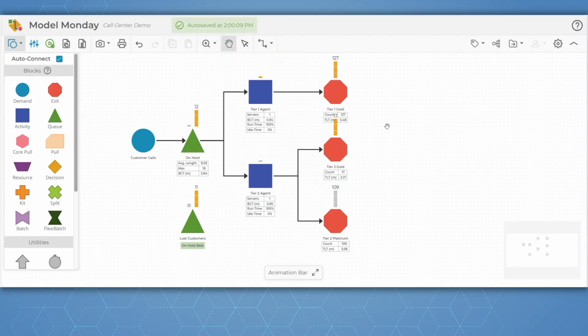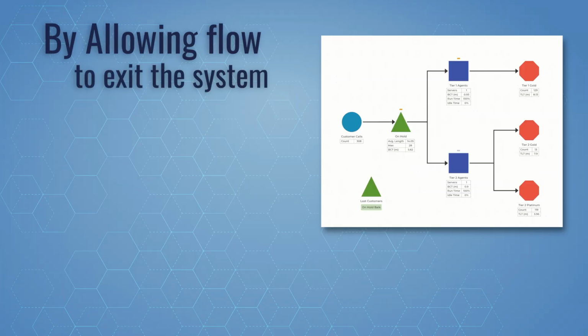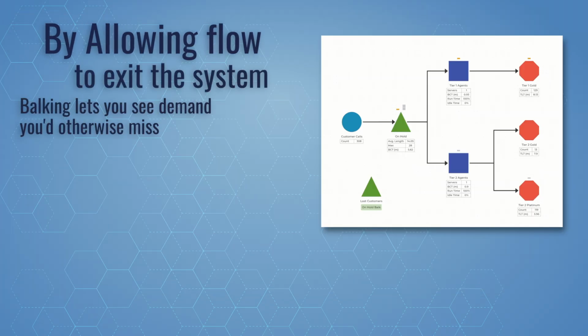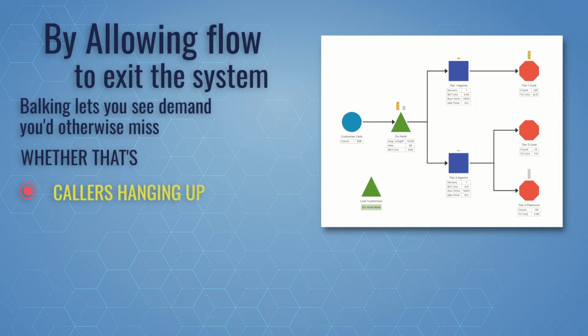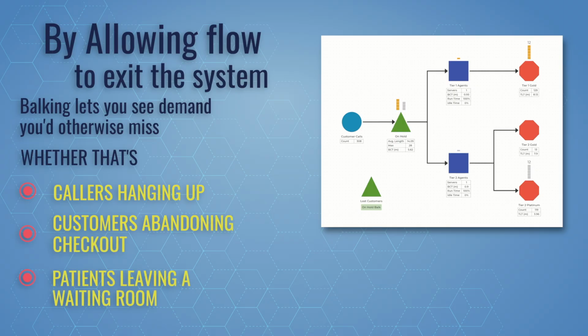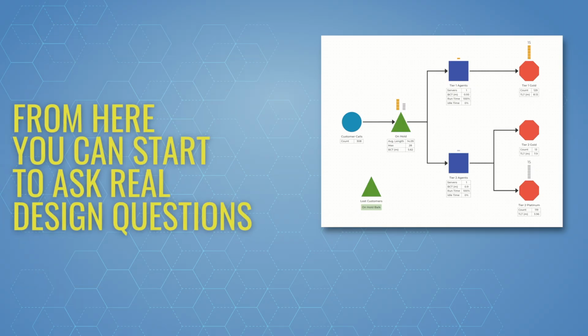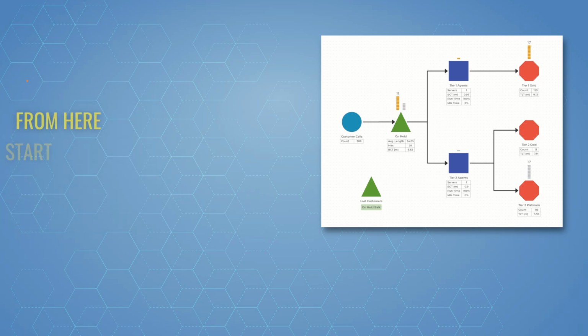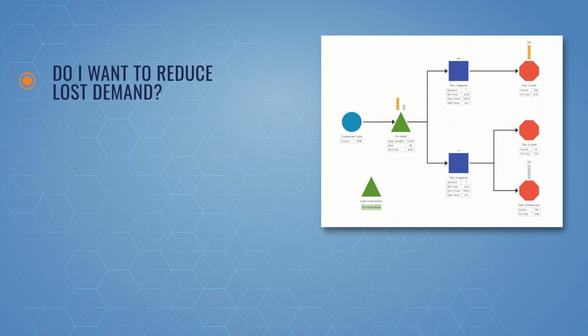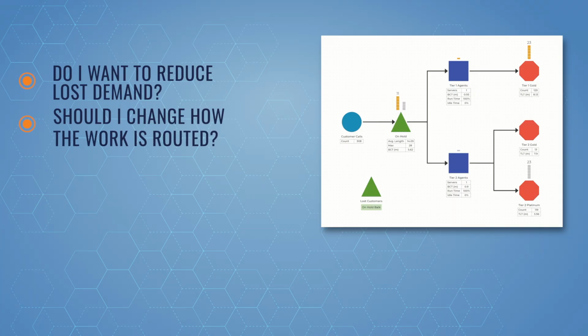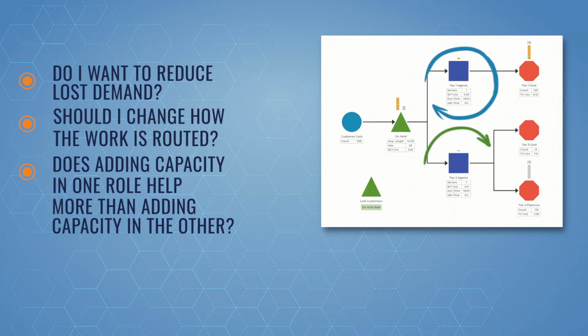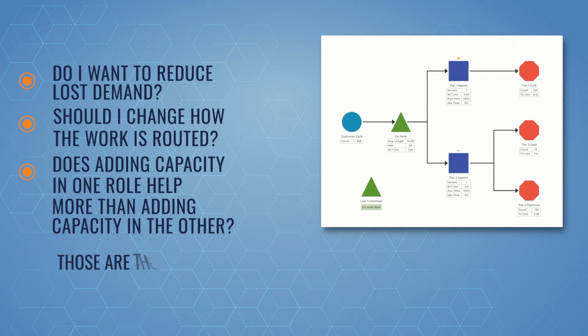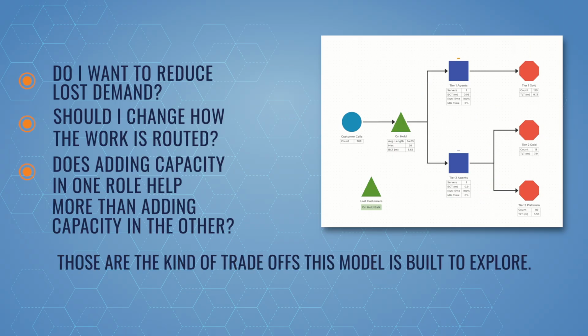By allowing flow to exit the system, balking lets you see demand you'd otherwise miss, whether that's callers hanging up, customers abandoning a checkout, or patients leaving a waiting room. From here, you can start to ask real design questions. Do I want to reduce lost demand? Should I change how the work is routed? Or does adding capacity in one role help more than adding capacity in the other? Those are the kinds of trade-offs this model is built to explore.